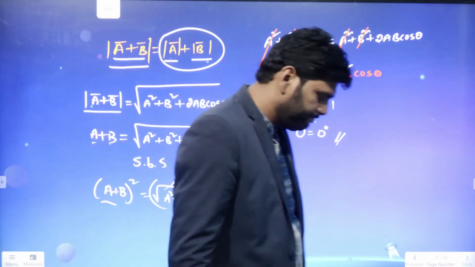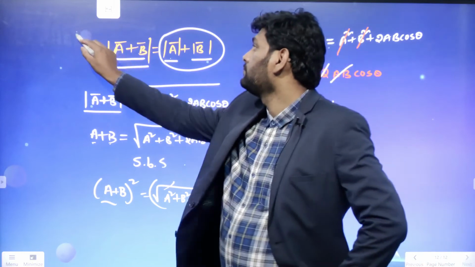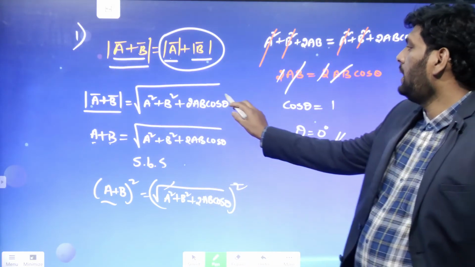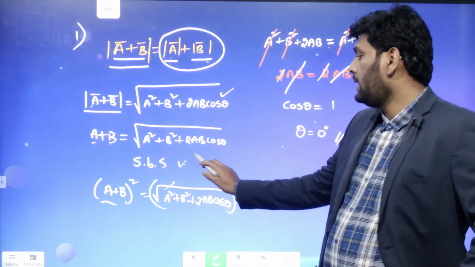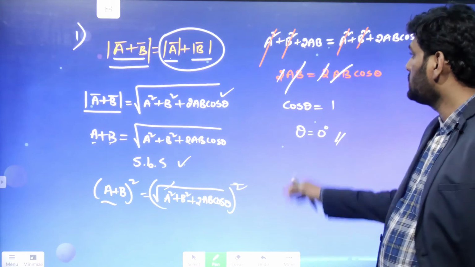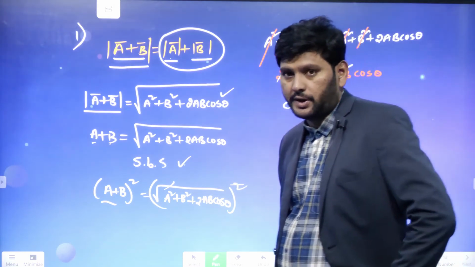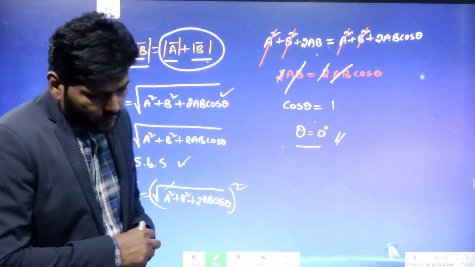Understand, children? Here I applied the parallelogram law, and I did squaring on both sides. Simplified, you got the theta value as 0 degrees, meaning the two vectors act at 0 degrees. Now I'll go for the next question.